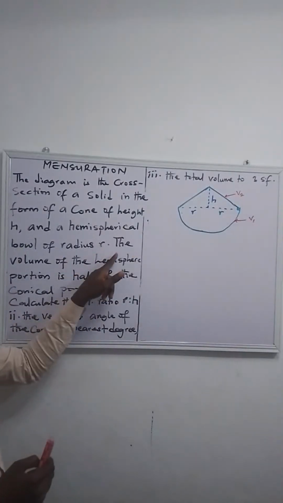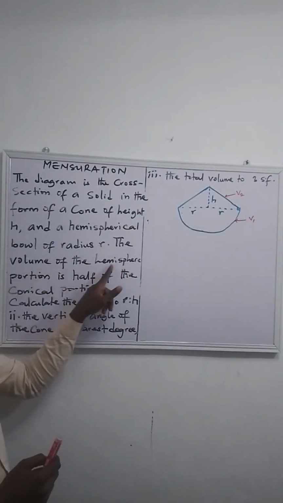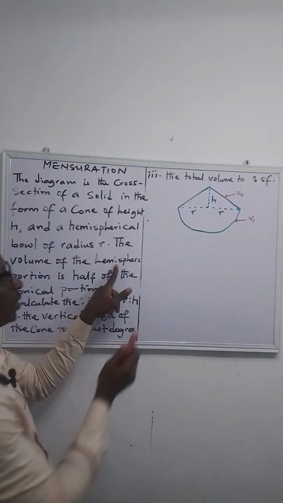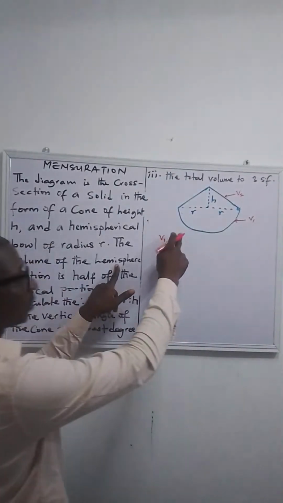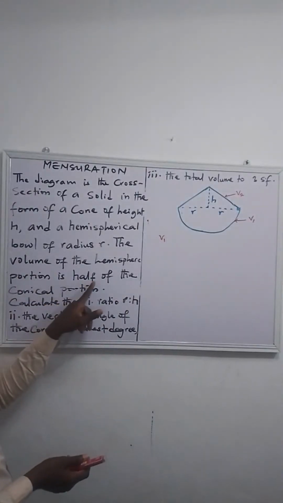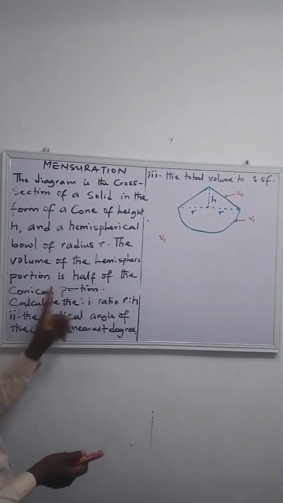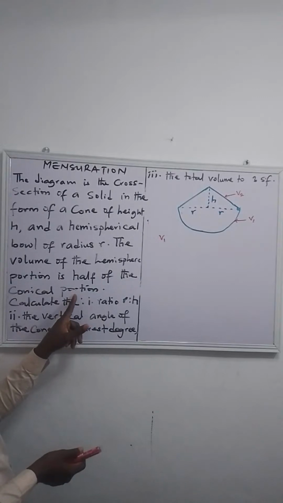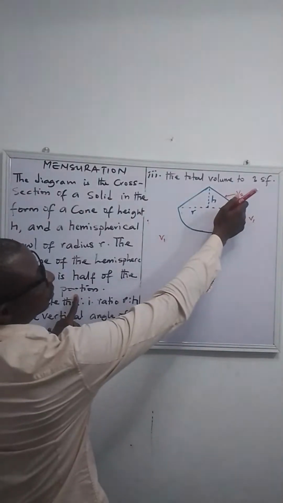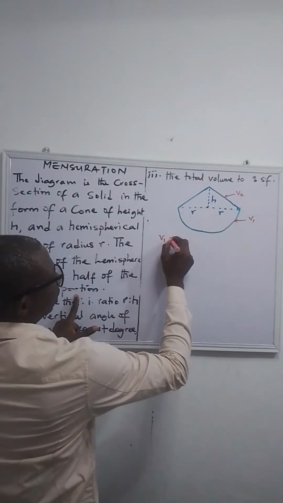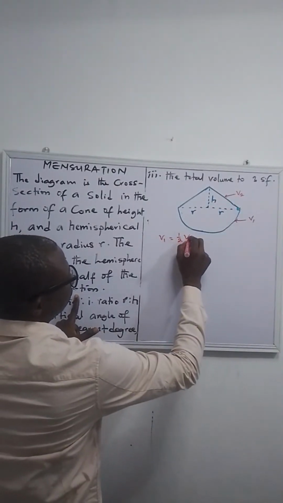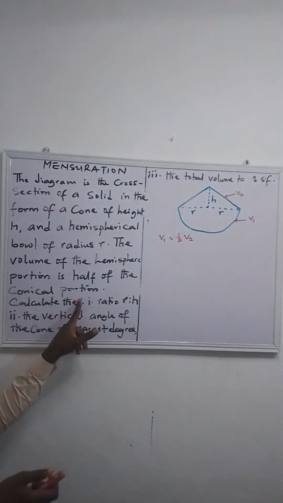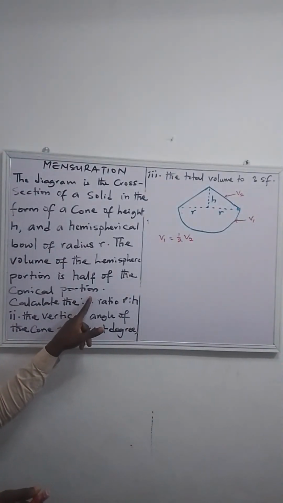All right, so let's come back to the question. Now, the volume of the hemisphere, this V1, is half of the conical portion. That is half of the conical portion. That is equal to 1/2 of this. Do you understand that? So that is what that statement is saying.